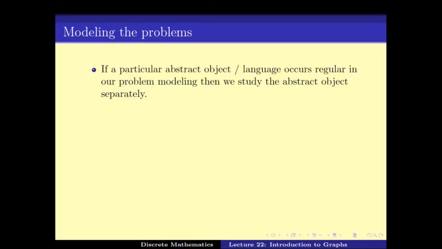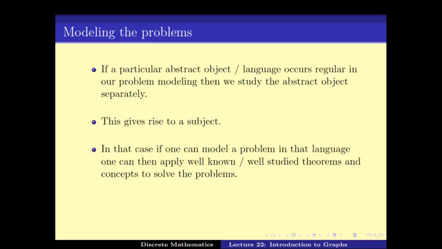So these are abstract languages, trigonometry, geometry and so on. And by studying them, we possibly come up with a unifying theory of attacking the problems. So once we have a particular abstract object appearing quite regularly, we start studying it separately, and this gives rise to a new subject. And in that case, once you get a problem, we would like to phrase it or convert it to the language of the abstract object or the abstract language so that we can apply the well-known theorems.